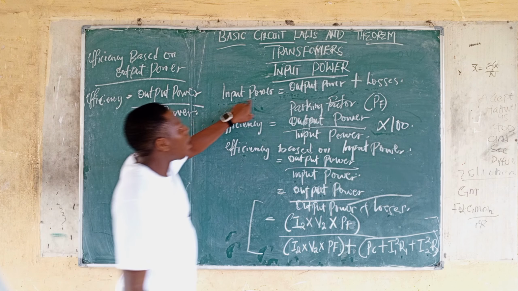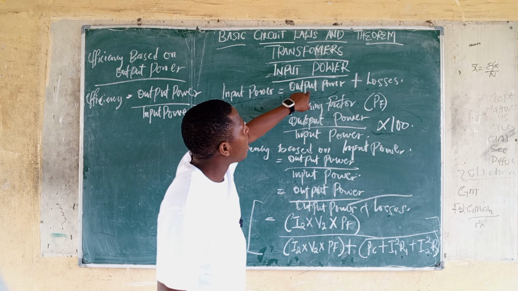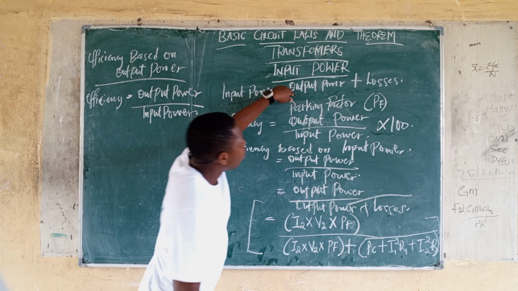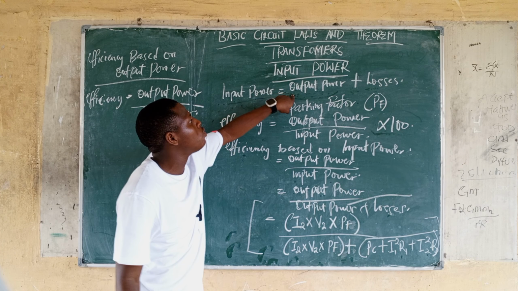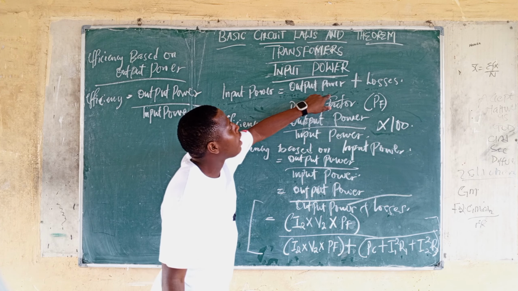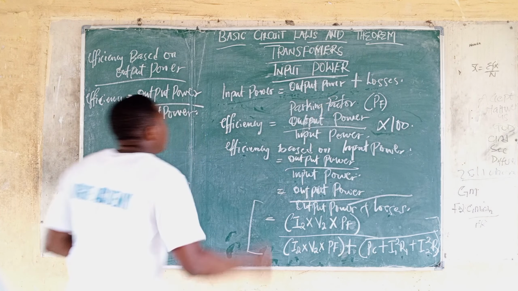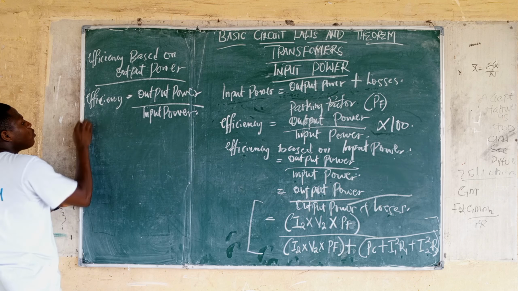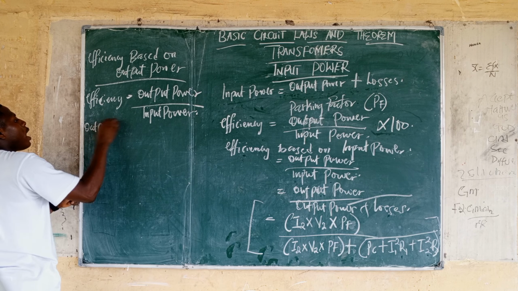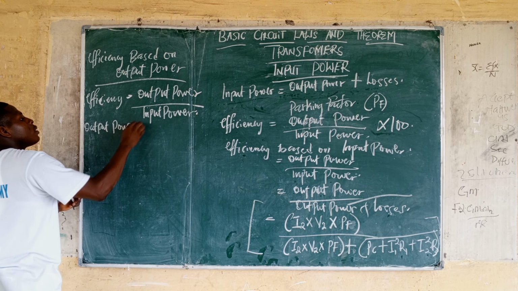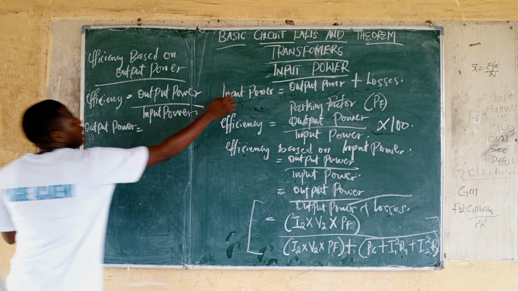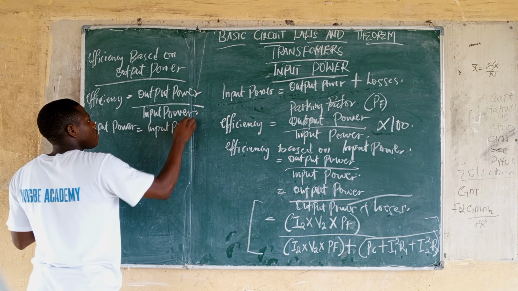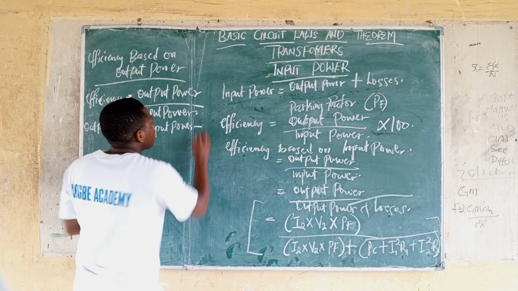Now, recall that our input power is equal to what? Output power plus what? Losses. Now, from this place, what are we going to do? What we want to do now is make output power the subject of the formula. If we make output power the subject of formula, we simply have output power is equal to input power minus losses.